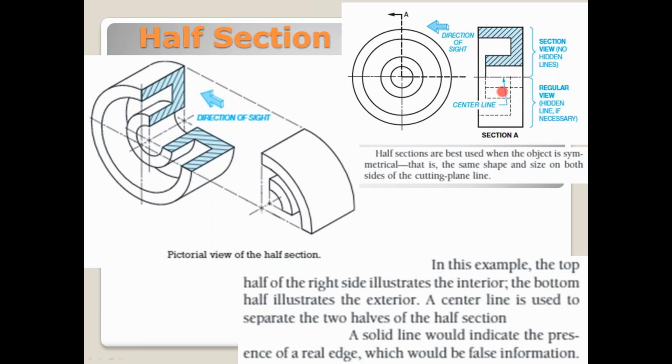Half sections are best used when the object is symmetrical, that is, the same shape and size on both sides of the cutting plane line. In this example, the top half of the right side illustrates the interior, and the bottom half illustrates the exterior. This is the exterior, this is your interior. A center line is used to separate the two halves of the half section. A solid line would indicate the presence of a real edge, which would be false information. So rather than showing them with too many views, you would just show this section view.